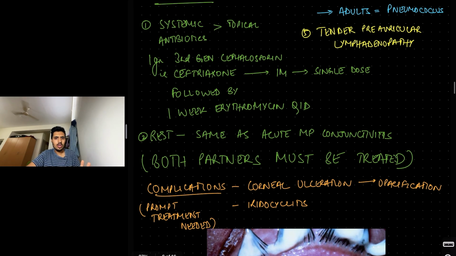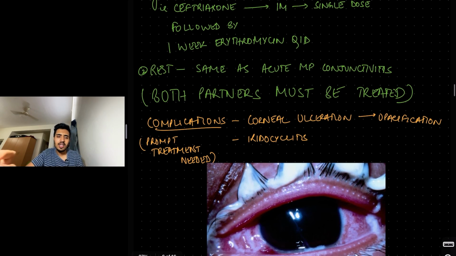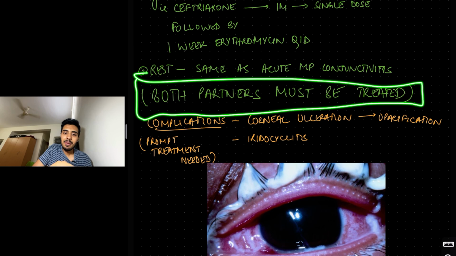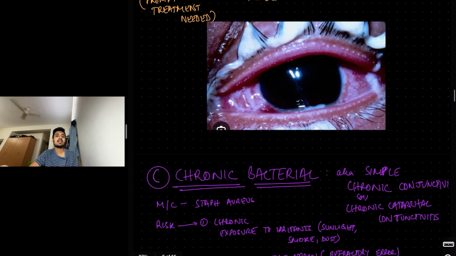The supportive treatment is the same as acute mucopurulent conjunctivitis. One very, very important thing you need to remember in hyperacute bacterial conjunctivitis is that both the partners need to be treated. Let's say the male partner has it, you have to also treat the female sexual partner, because as I told, it has oculogenital transmission. There's a risk of the female also getting it. There's a risk of someone else if the male or the female has multiple sexual partners, it will spread more. So for any disease with oculogenital transmission, you have to treat both the partners. So this is about hyperacute bacterial conjunctivitis.